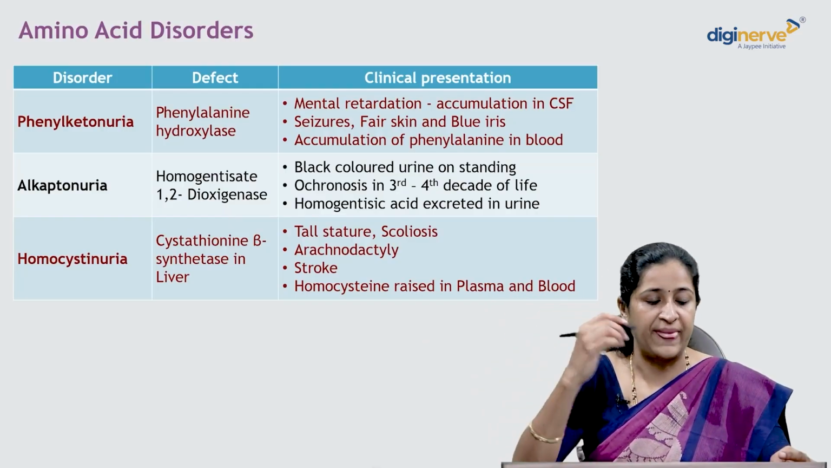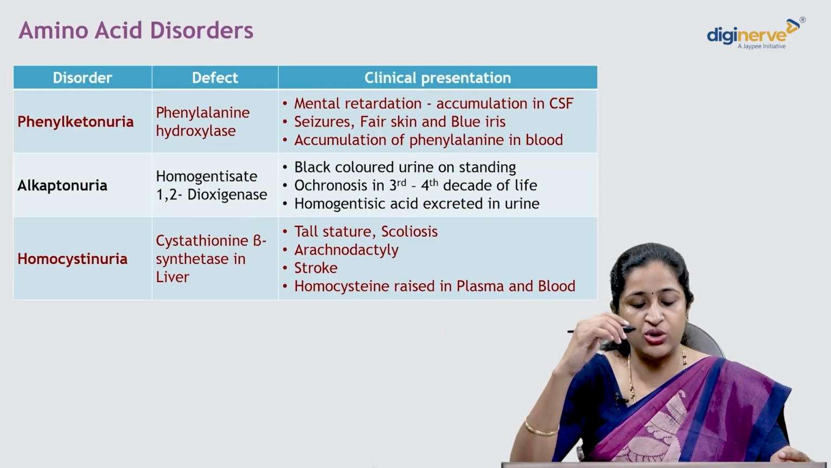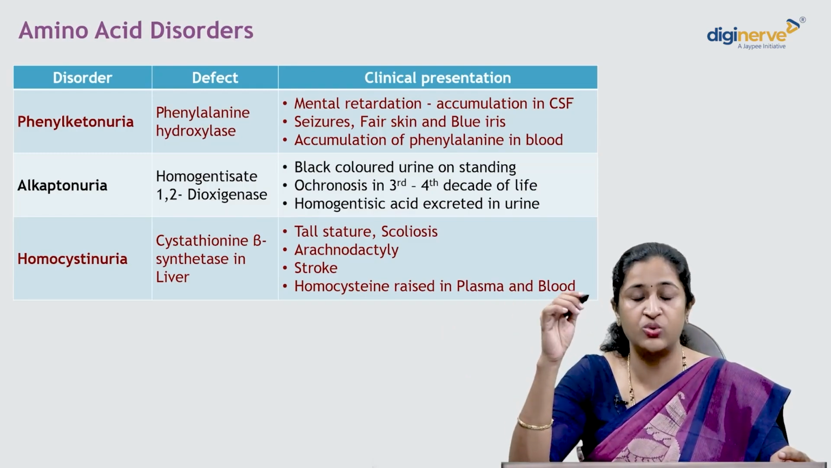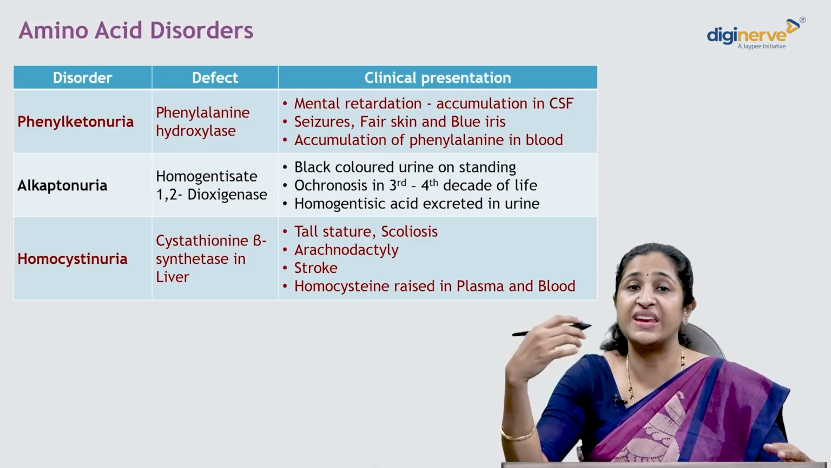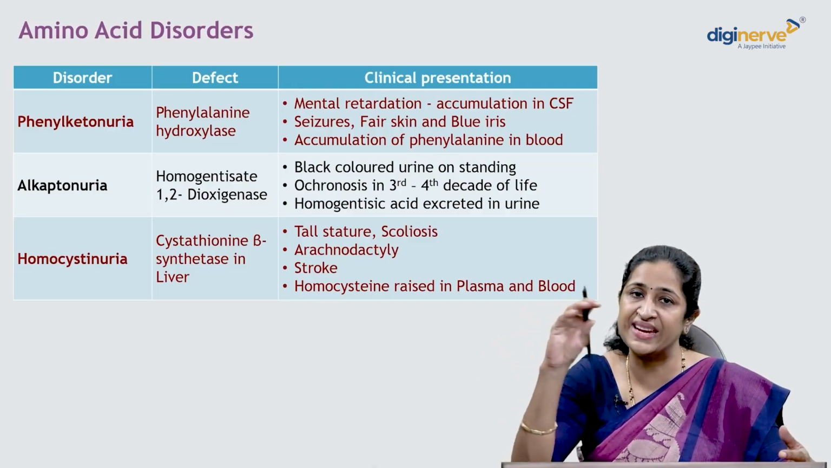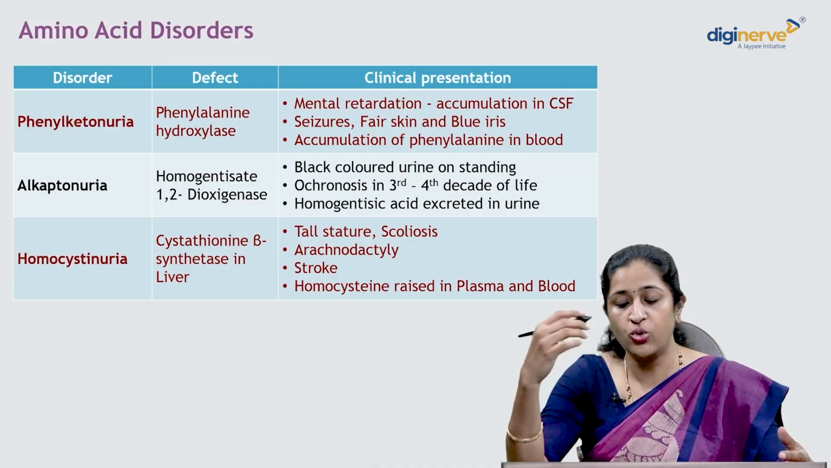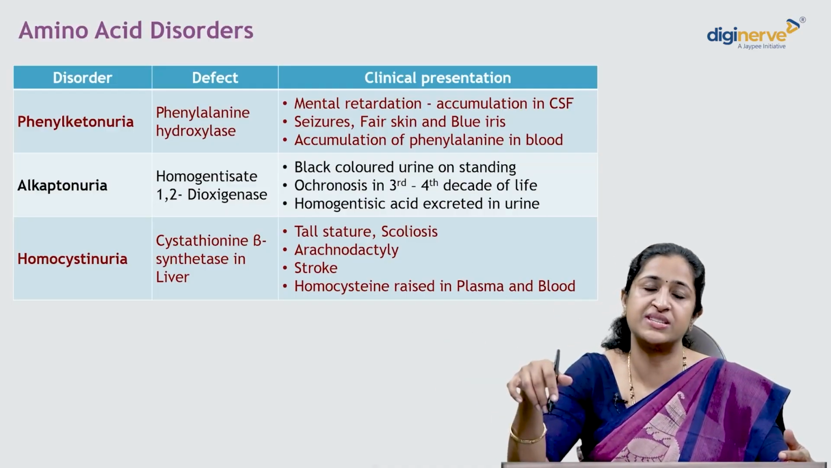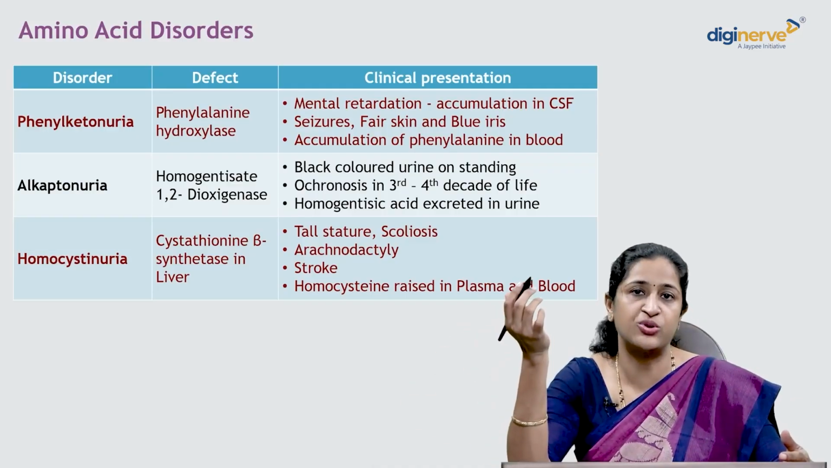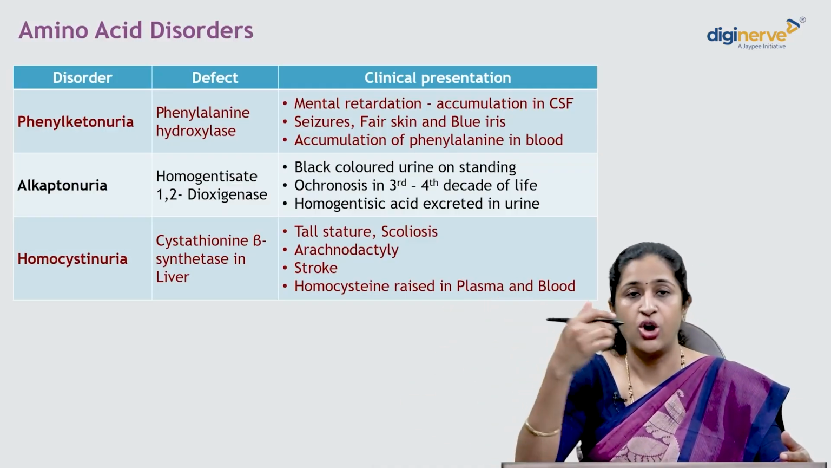on testing you can have accumulation of phenylalanine in the blood. Alkaptonuria, here you have the homogentisate 1,2-dioxygenase deficiency. Alkaptonuria is diagnosed or clinically suspected by the urine standing and giving a blackish color. Ochronosis is seen in the 3rd and 4th decade of life, and this homogentisic acid can be tested and it's found to be excreted in the urine.